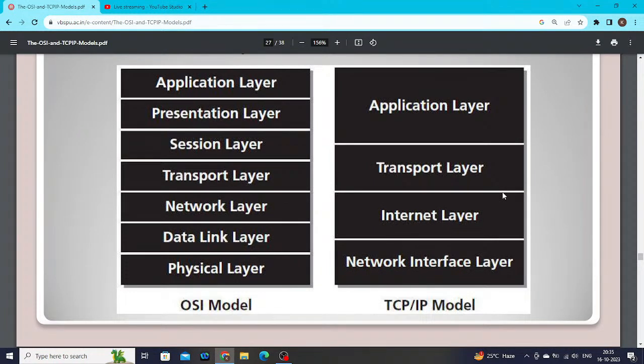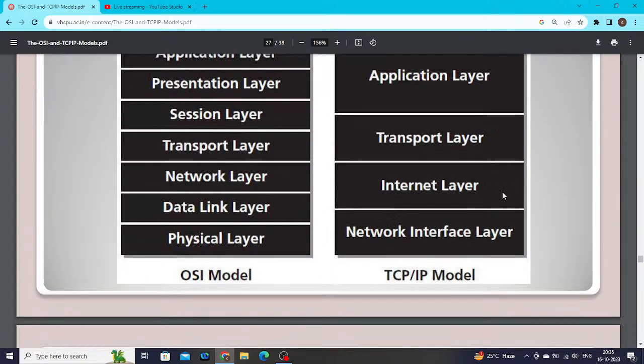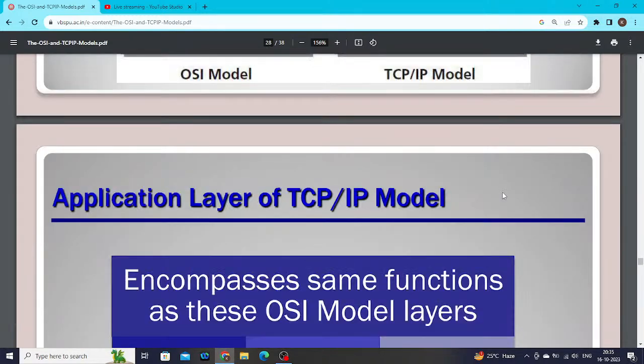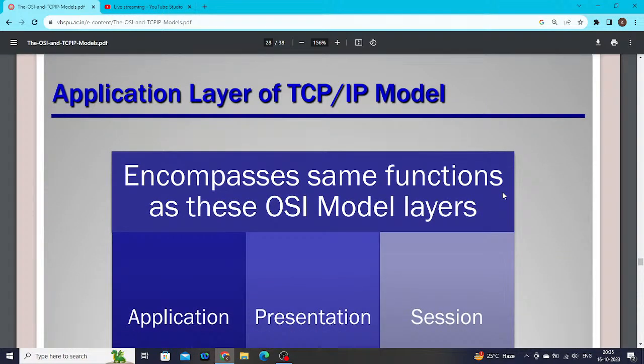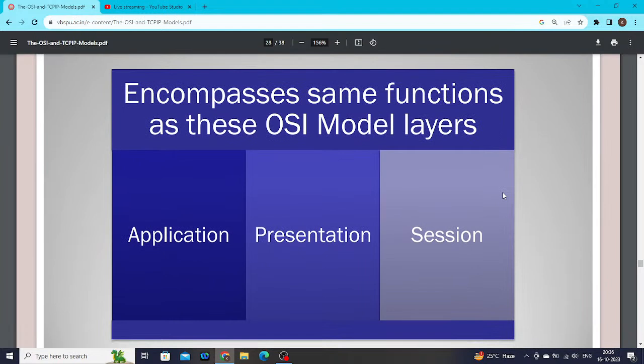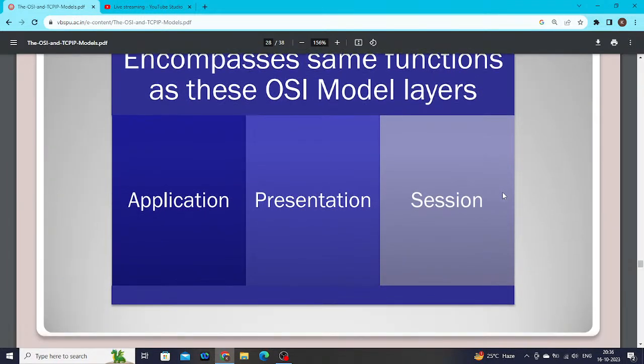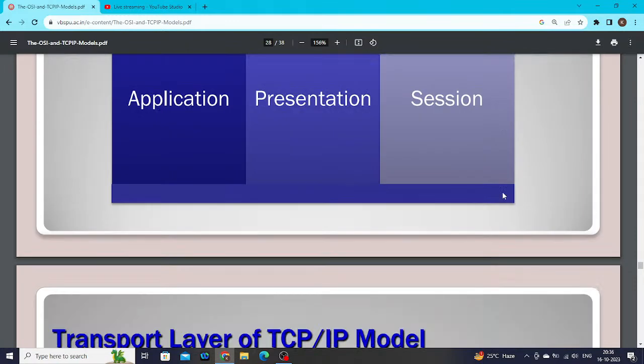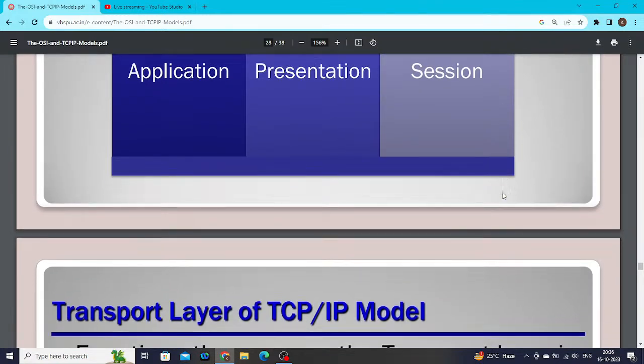The network layer is your internet layer. The transport layer works as the transport layer. The session layer, presentation layer and application layer are working in the application layer. So in OSI there are 7 layers, in TCP/IP there are 4 layers. The application layer encompasses some of the same functions as the OSI application, presentation and session layers, generally working on the data.